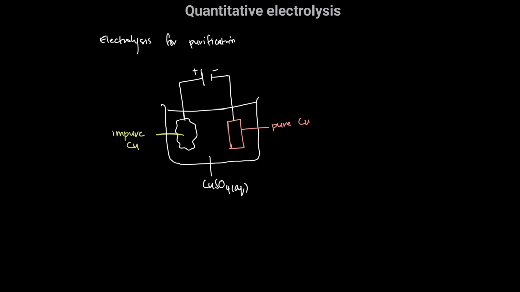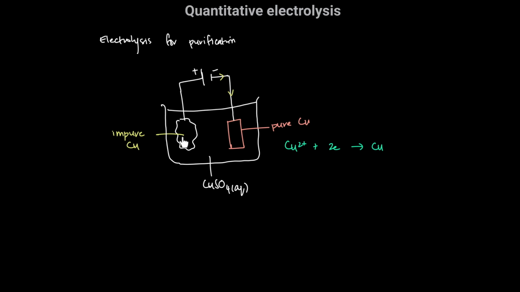What's happening here is that electrons are flowing from the negative towards the cathode, going in the way I've shown it here, in the clockwise direction. So we have flow of electrons in this direction, and what we're going to have at the cathode is the deposition of copper metal.